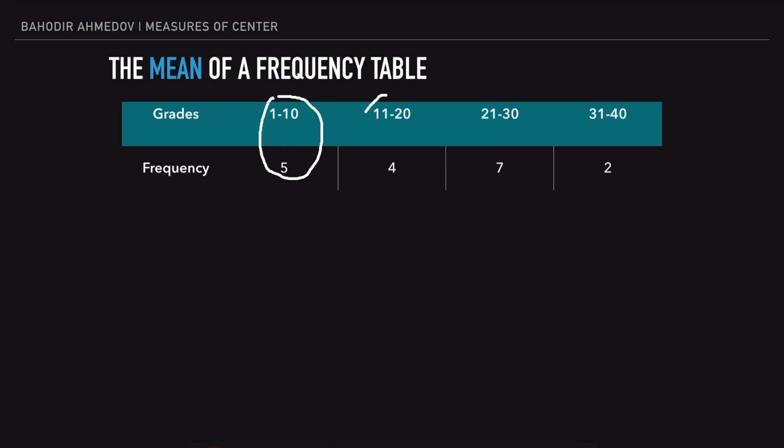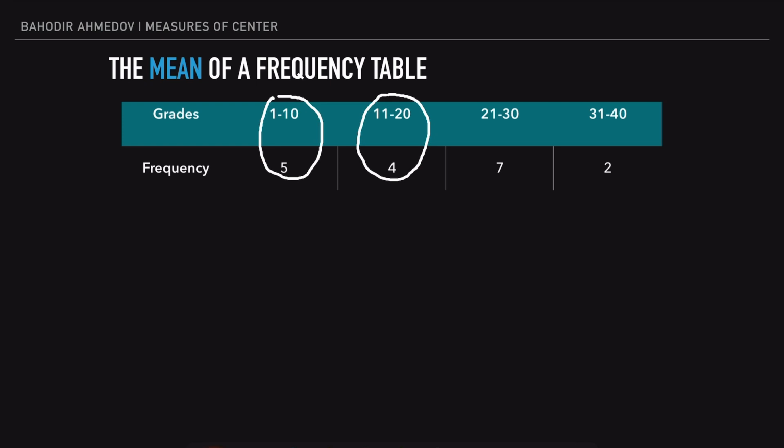And there are 4 values between 11 and 20, but I don't know all of them. They might be 4 appearances of 11, or 4 appearances of 12, or 4 appearances of 20 even, right? We don't know these values. Well, how do we find a mean in this case?